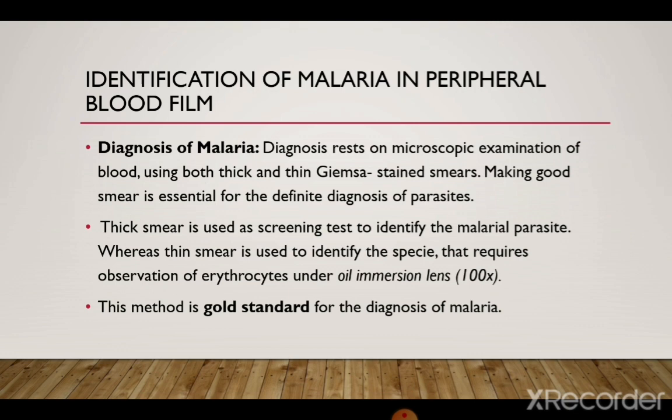Now, how do we identify malaria in a peripheral blood film? Diagnosis rests on microscopic examination of blood using both thick and thin Giemsa stained smears. This thick and thin smear is the gold standard investigation for the diagnosis of malaria. Making a good smear is essential for the definitive diagnosis of parasites. A thick smear is used as a screening test to identify the malarial parasite, whereas a thin smear is used to identify the species, which requires observation of erythrocytes under the oil immersion lens.